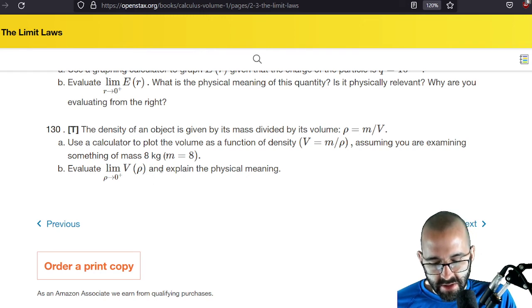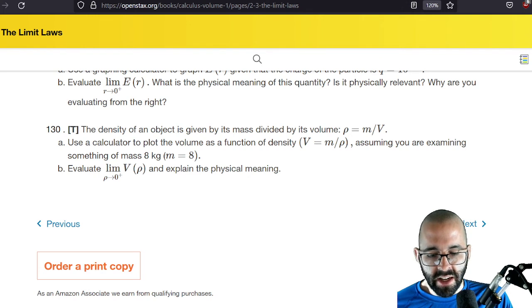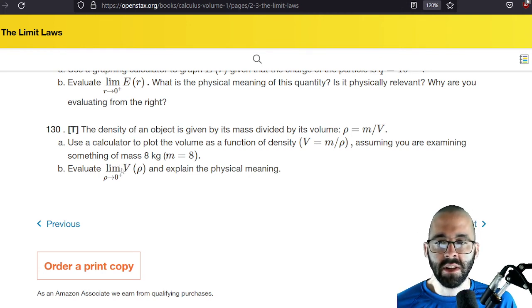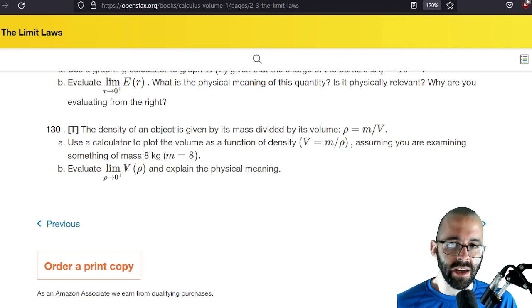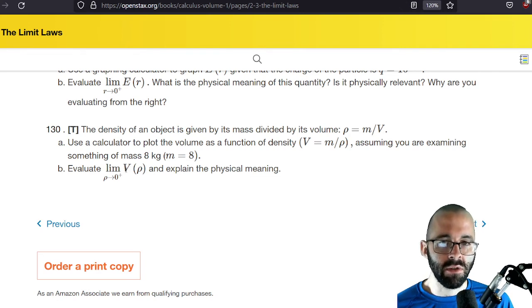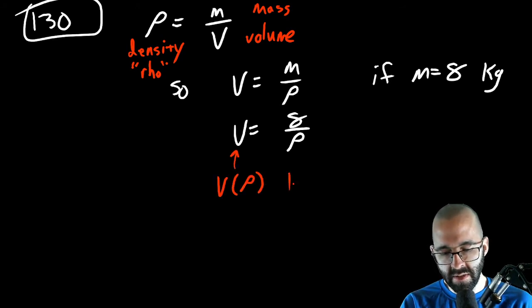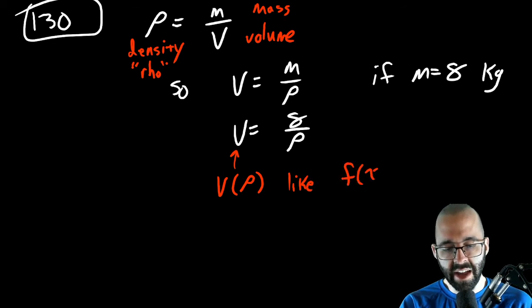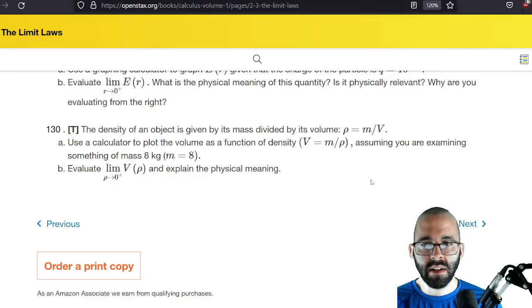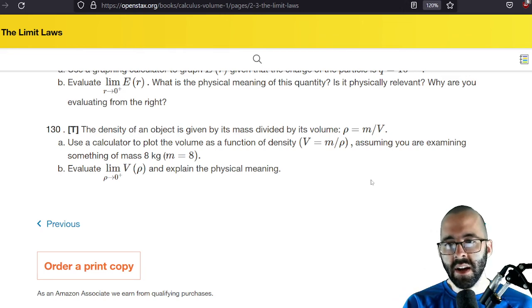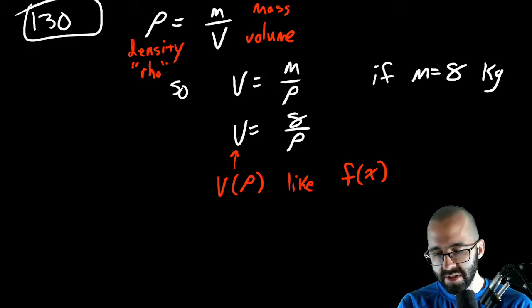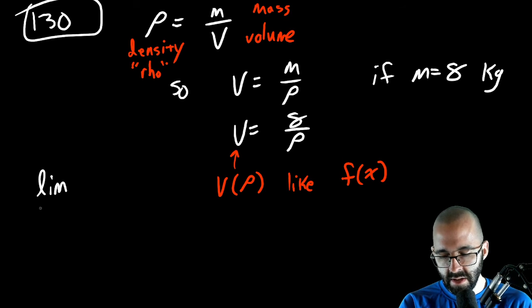Evaluate the limit of this volume function. And again, this is function notation. f of x is usually how we write it. Here, this is v of rho. So we can also write v of rho. It's kind of like the same thing as writing f of x. So evaluate the limit of this function as our variable approaches 0 from the right. The limit as rho goes to 0 from the right of this function v of rho.